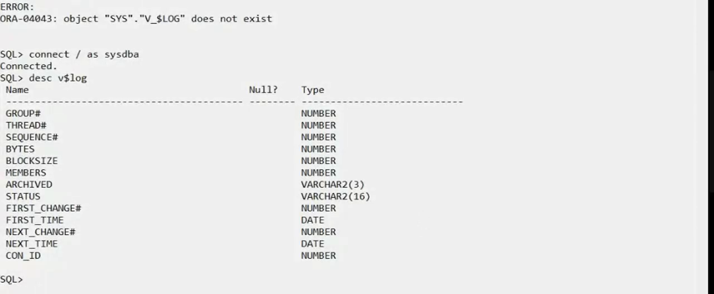Yes, see, Arsil has executed one command, $log describe. So these are the columns of this log file. So instead of star, you can write select status, then block size, bytes, first change, first time.